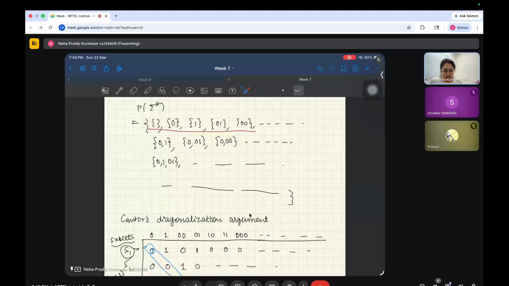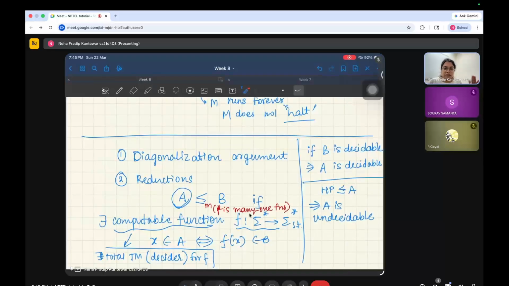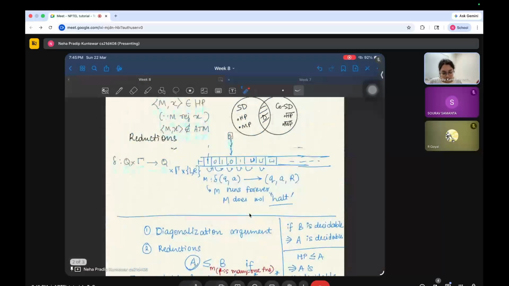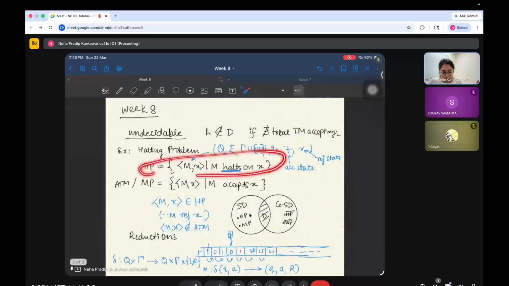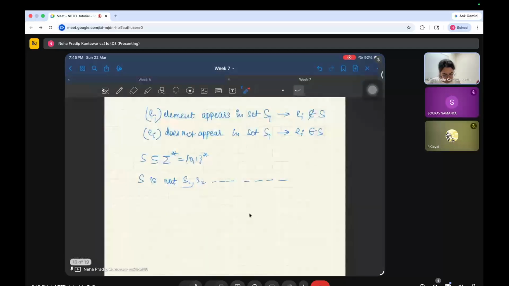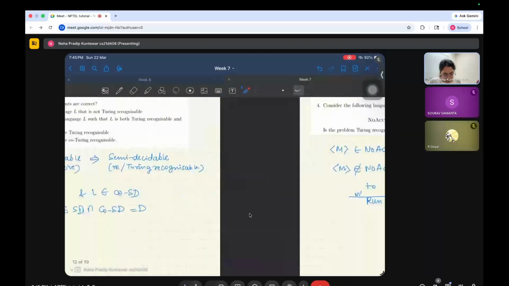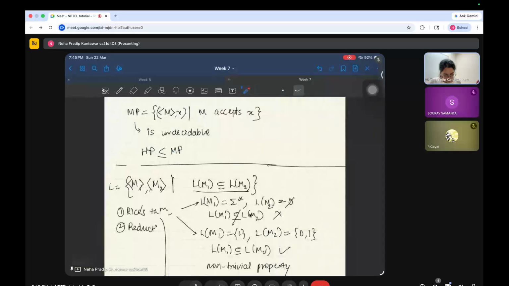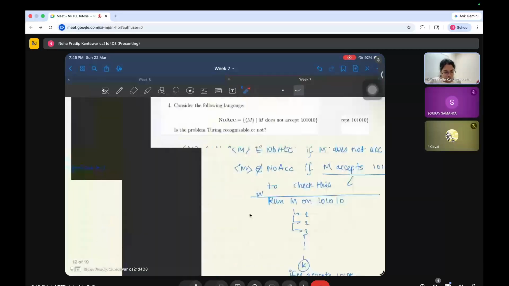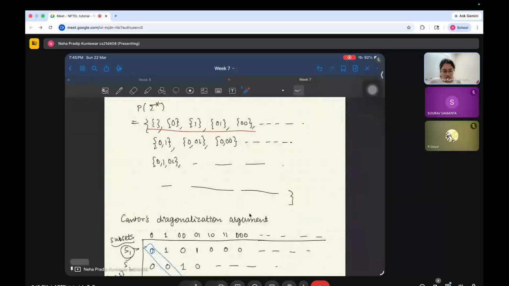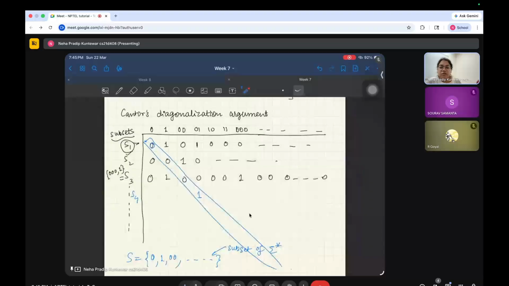Okay, the other thing is, you apply the same argument to show that the halting problem is not decidable. Okay, I think did we go over that last time? No. Okay, so yes, you can show that the halting problem is not decidable.